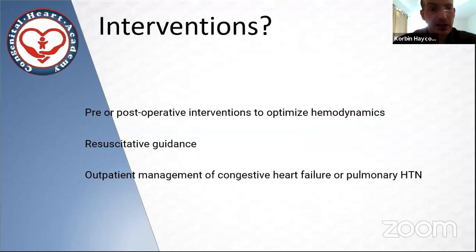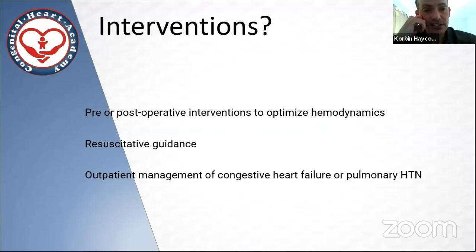Now, this VEXUS study was done on adult patients. I do think it probably has applications for pediatrics as well, but there haven't been any studies done yet. How can we use this? Well, most directly, because this study was done in the setting of cardiac surgery patients, you can do pre-intraoperative or post-operative interventions to optimize your hemodynamics by checking for venous congestion.